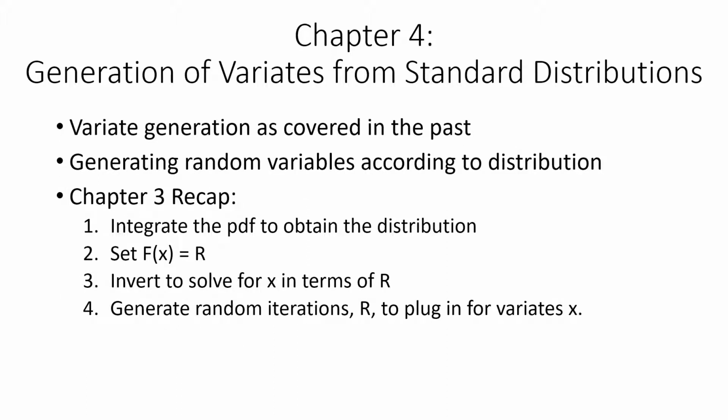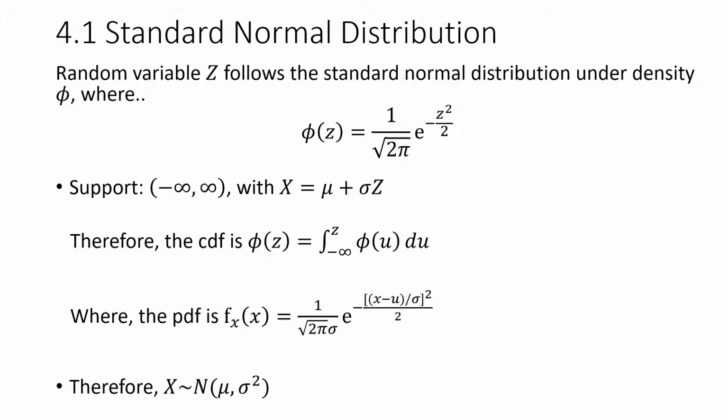So just a recap, we covered variate generation in the last chapter, and you generate random variables by sampling according to their distribution. And you can see the steps, or the way we break it down, right here as a chapter 3 recap on how to generate random variates.